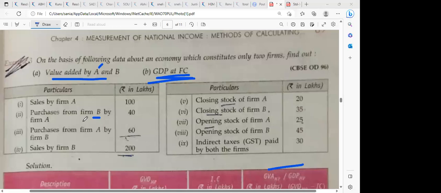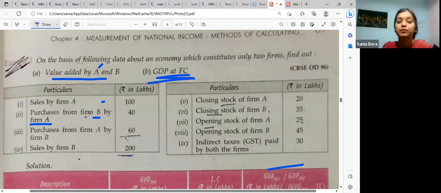If I am selling, it is a purchase from firm A, so it is a sale from firm B. And who is purchasing? Firm A. Clear? Getting the point? Okay, see, purchase from firm B. I am purchasing from Vanisha. For Vanisha, it is a sale, and for me, it is a purchase. Clear? Now it's clear?